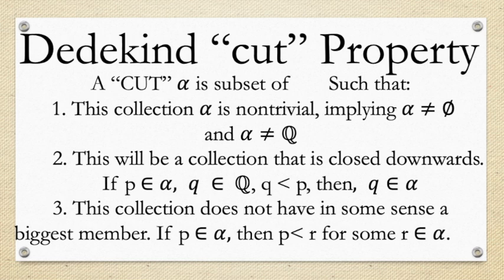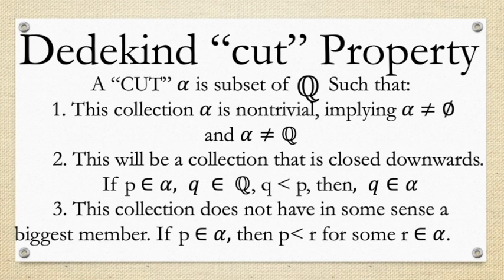A cut has three properties. A cut alpha is a subset of Q such that, first, this collection alpha is non-trivial, implying alpha is not equal to phi and alpha is not equal to the set of rational numbers. This means the collection must not be empty, but not everything.